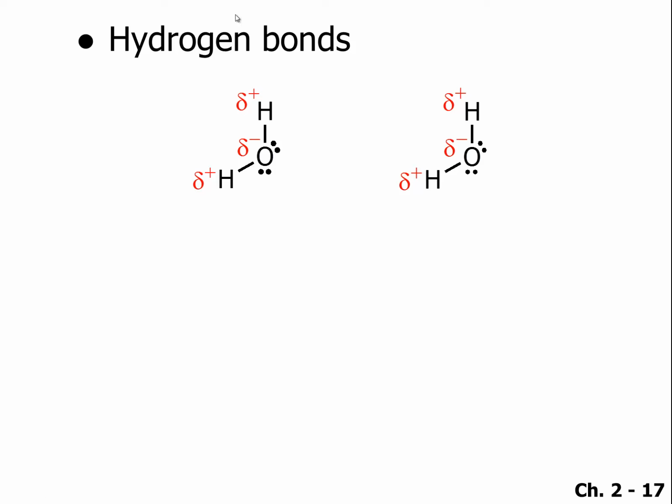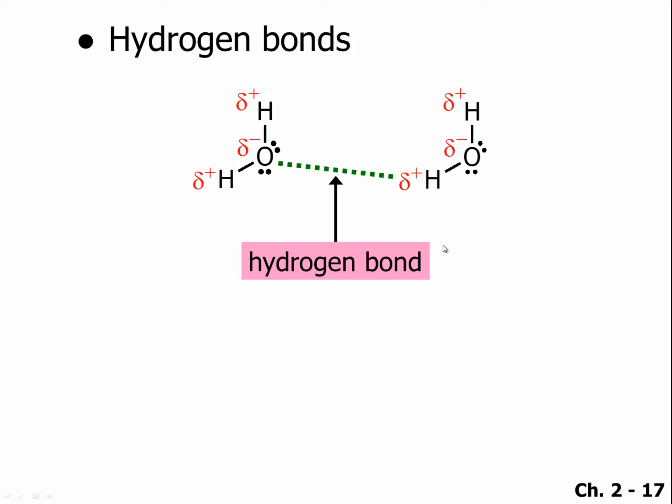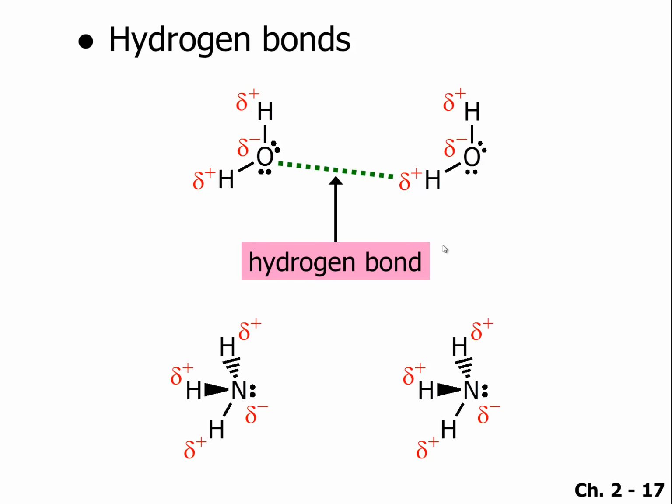So here we go. We've got the partial positive on our hydrogens. We've got a partial negative on our oxygens. And so if you kind of imagine that we've got the attraction between our partial negative and our partial positive, here we go. That's hydrogen bonding. Let's look at another example. Let's look at ammonia, right? Here we've got a trigonal pyramidal shape rather than the bent shape.